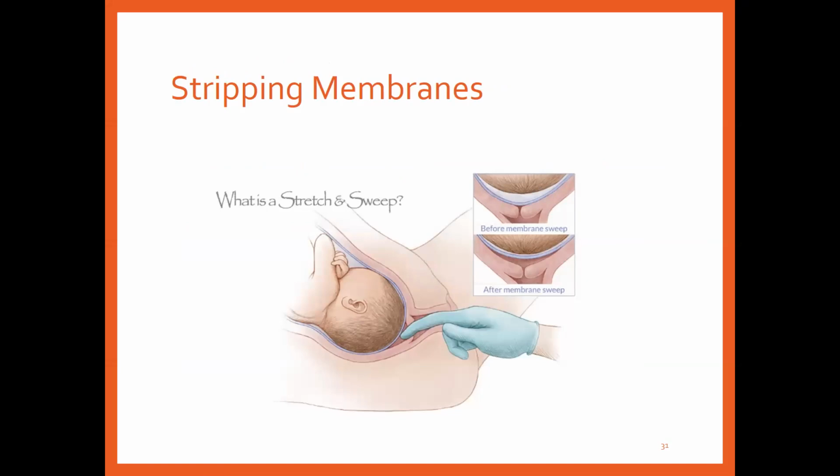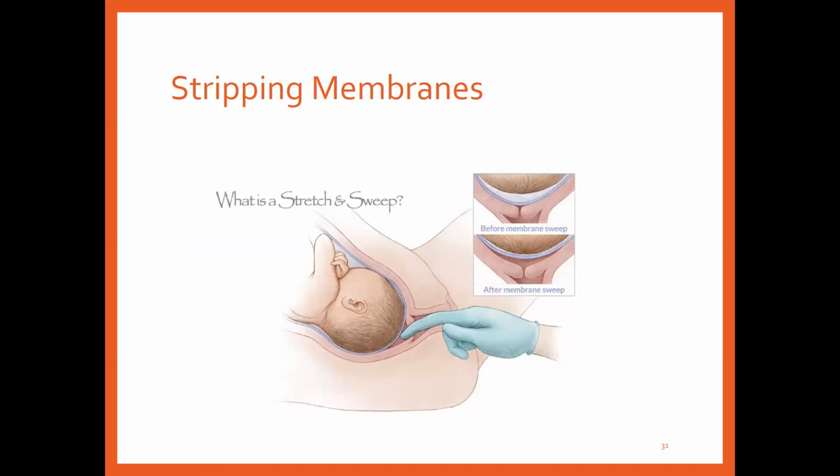Stripping membranes, we talked about this a little bit before too. So it's like a stretch and sweep. So stripping or sweeping the amniotic membranes, the physician puts a glove finger into the internal cervix and then rotates it 360 degrees twice to try and separate the amniotic membranes from the lower uterine segment. It helps to release the prostaglandins that stimulate uterine contractions.